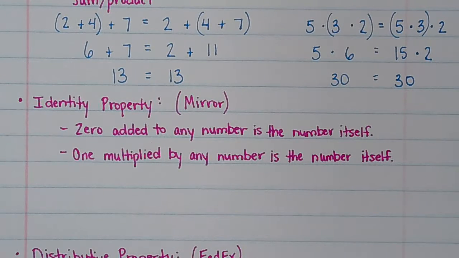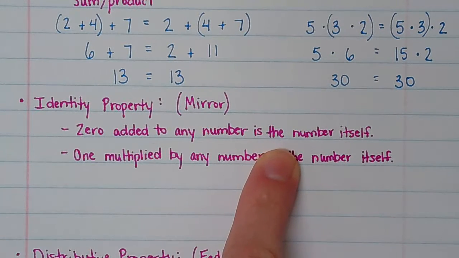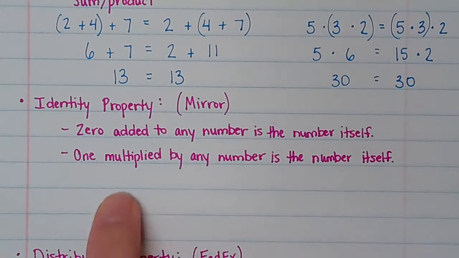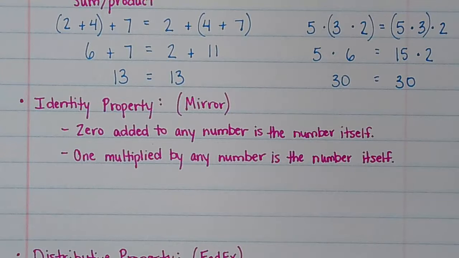Okay? So what I mean by that is when you look in the mirror, what you see is exactly what you should. It's not like you're seeing something that shouldn't be there. Same thing with identity property. If you're adding 0 to a number, the number that you're looking at is the number that you're going to get. That number is not going to change. Same thing for multiplication. If you do 1 times any number, the only number you're going to get is that number itself.